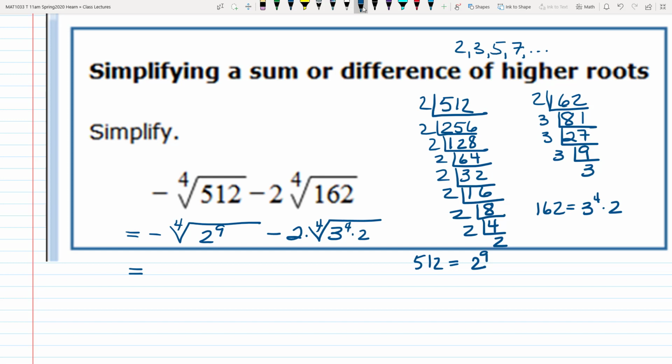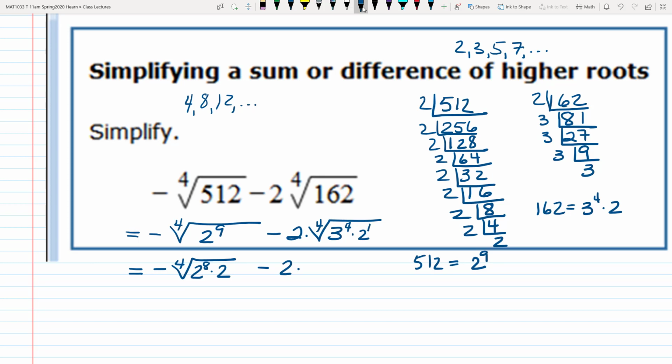Since we have an index of 4, we're interested in powers that are multiples of 4, like 4, 8, 12, etc. So when I look at 2 to the 9th, the biggest power that would work for me that's less than 9 is 8. So I'm going to think of this as 2 to the 8th times 2 to the 1st, or just 2. Minus 2 times, over here, I have a 3 to the 4th and I have a 2 to the 1st.